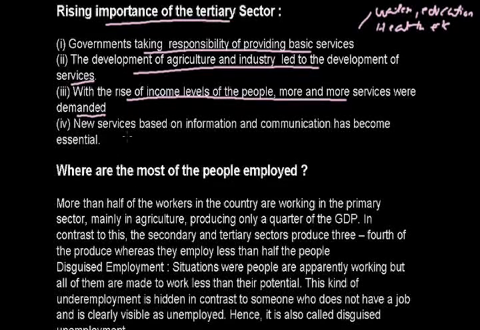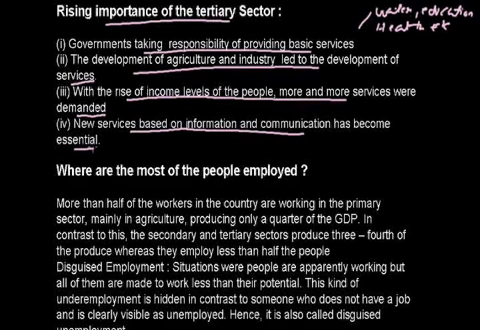And finally, the last one, new services based on information and communication has become essential. We can take example of anything. Let us take the example of mobile services. It is the part of the service sector, and in the last 10 years, mobile networks have risen enormously in our country. It is the backbone of the economy, because if the transportation and communication is not there, obviously it will not be possible for making the production.